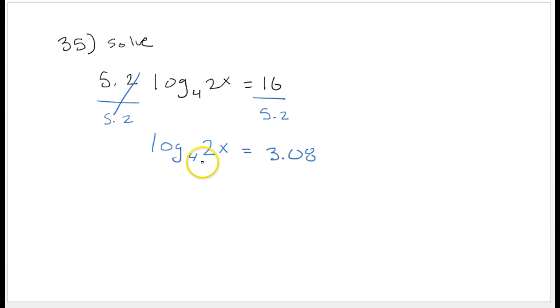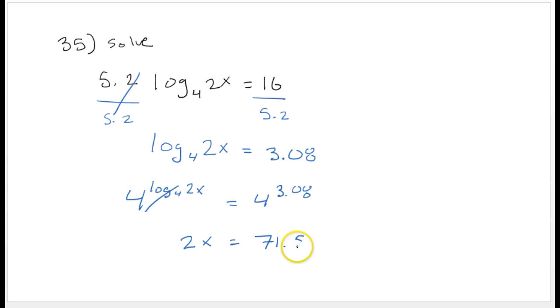Now I want to get rid of this log base 4. Well, what gets rid of a log base 4? It's an exponential with base 4. So I'm going to exponentiate this entire number, meaning I'm going to rewrite it with my exponent to the base 4. Here we go, base 4, 2x is equal to, what you do to one side, you have to do to the other side, 4 to the 3.08. These bases go away, and we're left with 2x is equal to, this is a bigger number, so when we punch this into our calculator, we get an approximation of 71.5.